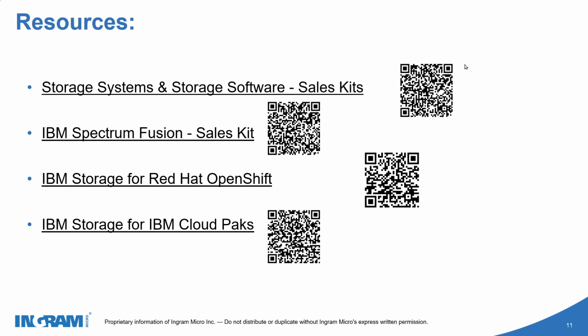So that gives you a brief high-level overview of Spectrum Fusion. Here's some more links on getting more information about Spectrum Fusion, also about Red Hat OpenShift, and about IBM Clouds, because Spectrum Fusion is really built to be able to handle those workloads very quickly.